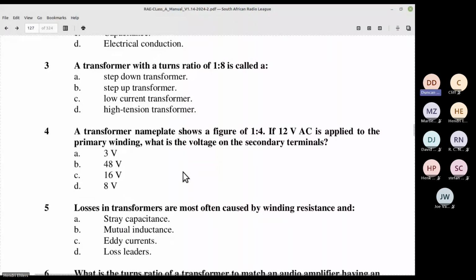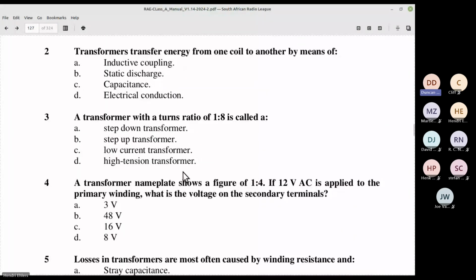I think in the book they only mention mutual induction. I think inductive coupling is more general, but mutual induction falls under that. Yeah, but I think it's still correct. It's definitely not a static discharge. It's definitely not capacitance, and the two turns are not electrically connected, so it cannot be an electrical connection. They are insulated from each other, so it can only be inductive coupling.